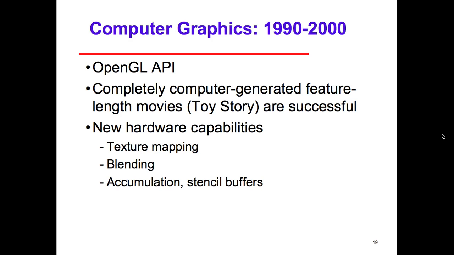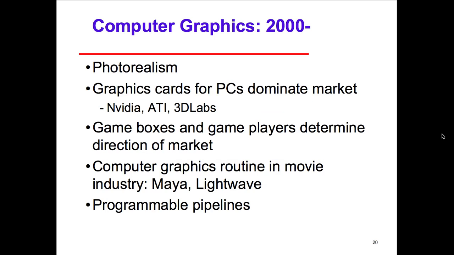Completely computer-generated feature-length movies. Actually, Toy Story was made by using OpenGL libraries. And new hardware capabilities. It gave you texture mapping, blending, accumulation, stencil buffers, and these are all topics we're going to talk about. From computer graphics from the 2000s onward, then we had photorealism.